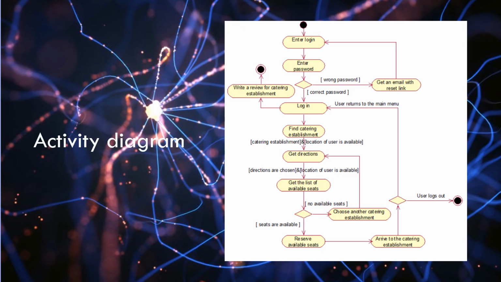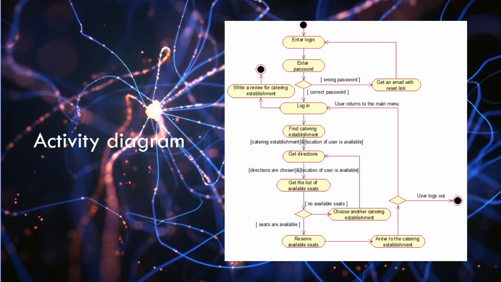Activity diagrams are graphical representations of workflows of stepwise activities and actions with support for choice, iteration, and concurrency. The following activity diagram represents the main scenario with extensions and alternative streams. The diagram shows: enter login, enter password. If the password is wrong, get an email with a reset link and go back to log in. If the password is correct, log in, find catering establishment.